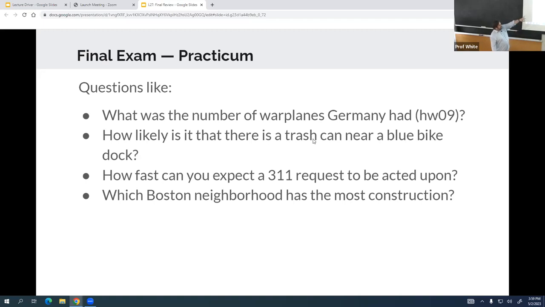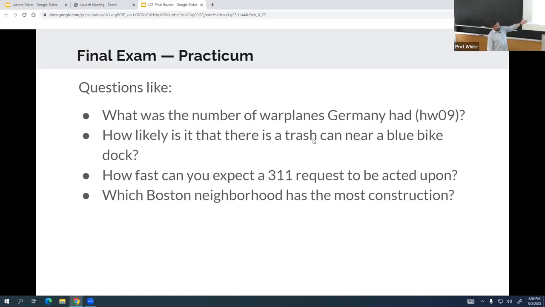And so I talked in this class about how you can go get Big Belly data, those big trash cans you see all over the place, like where they are in the city, and correlating that to where Blue Bike stations are might be an interesting question.